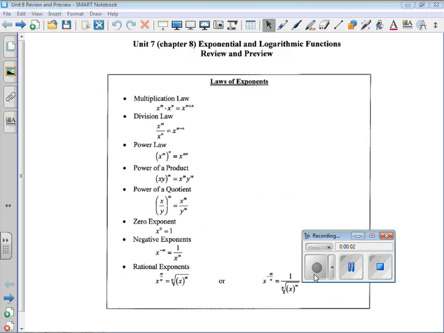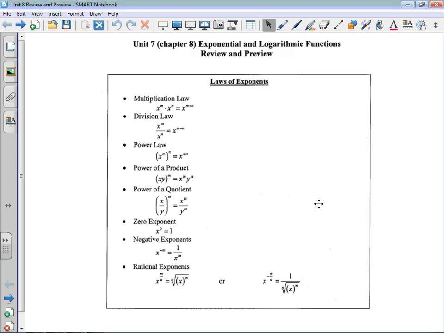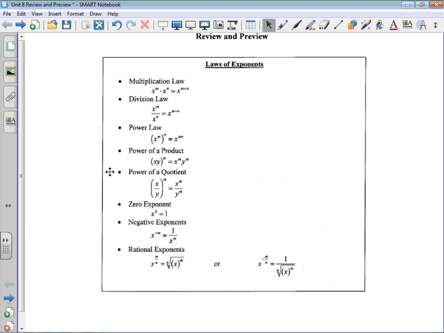Welcome to Chapter 8 for Math 31, Exponential and Log Functions, the review and preview. It starts with some stuff that you should already know, but it's valuable to look over. It's in your textbook as well, and it talks about some of the different exponent laws that we've used throughout the years.